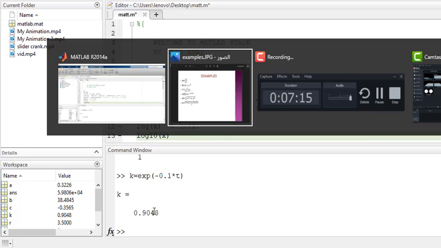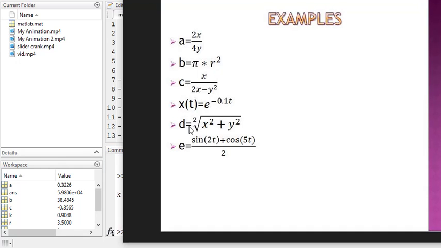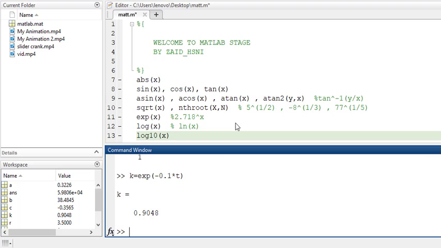Another example, the square root of x squared plus the second term y squared. So d is equal to sqrt of x to the power 2 plus y to the power 2. We already defined x and y. Hit enter. Our result is 3.6.